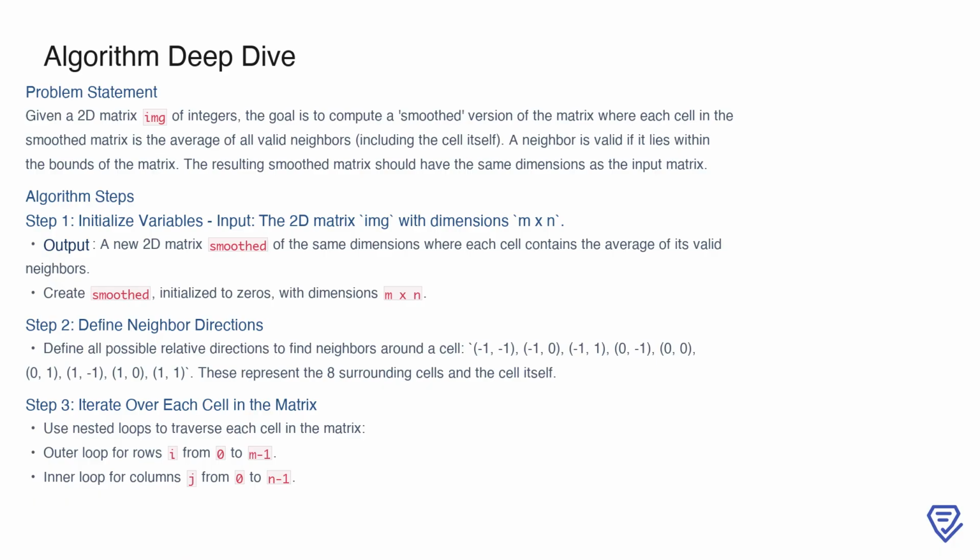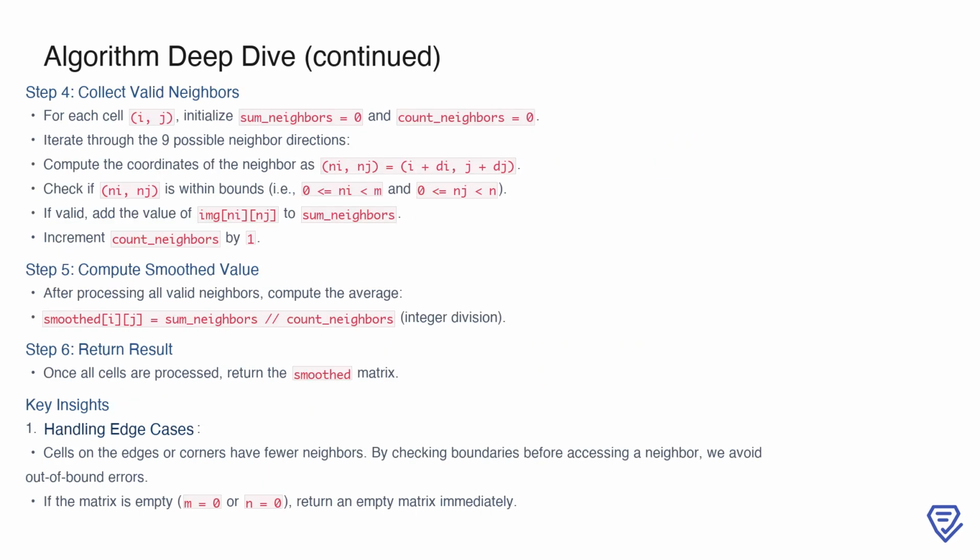Finally, we iterate over each cell in the input matrix using nested loops, one for the rows and another for the columns, so that we can process every cell individually. For each cell in the input matrix, we now focus on collecting its valid neighbors. We start by initializing 2 variables, sum_neighbors to keep track of the sum of all valid neighbor values and count_neighbors to count how many valid neighbors there are.